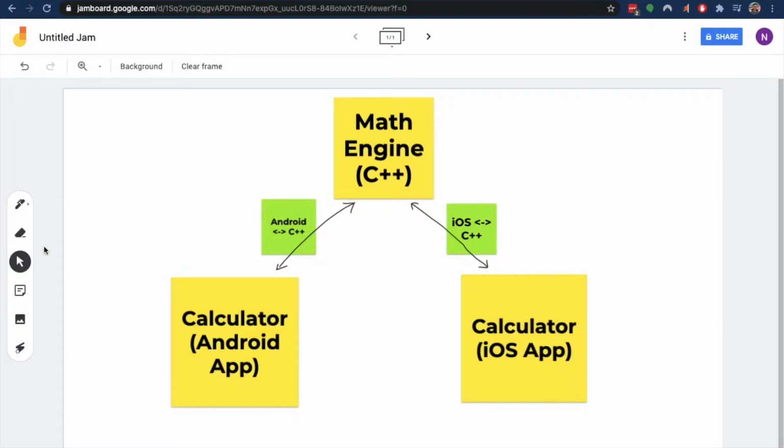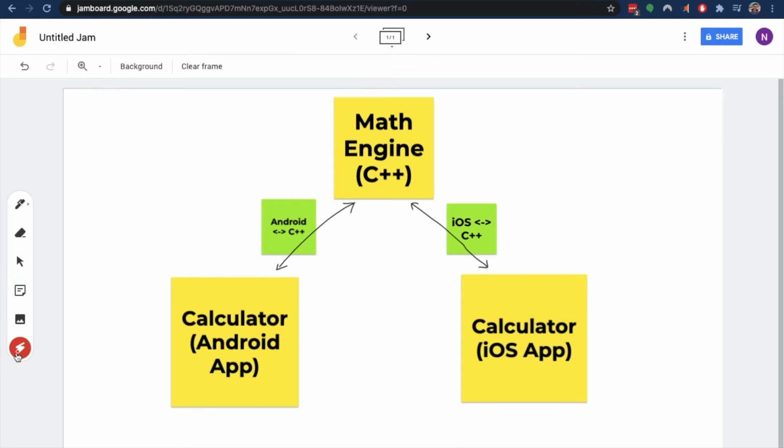Since we're on the topic of engines, what I plan on making is a math engine. Its purpose is just to add, subtract, divide, and multiply numbers for now, and we'll go from there. I created a simple diagram of what we'll be using when communicating between the C++ code and the iOS and Android side. Looking at this diagram, hopefully you get a better understanding of what we are planning on building.